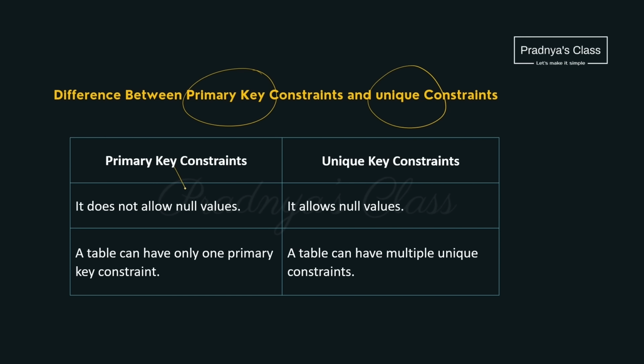Before proceeding, let's understand the difference between primary key constraint and unique key constraint. Primary key constraint doesn't allow null as well as it doesn't allow duplicates, and only one primary key should be there in a table. Whereas in case of unique key constraint, it allows null values but it doesn't allow duplicates. And there can be more than one unique key constraint in the table. This question is also important. Make sure you know the difference.